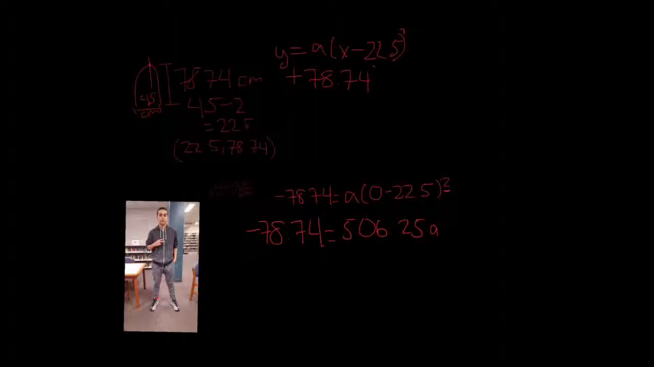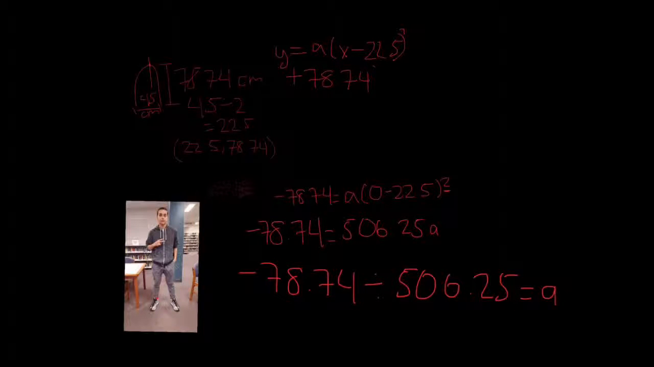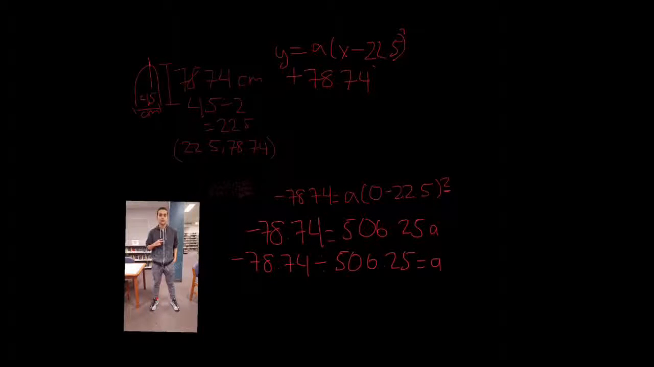Now the last step is to divide 78.74 by 506.25, because we want to isolate the variable a. So this becomes negative 78.74 divided by 506.25 equals a. And when you put that in your calculator, it should give you negative 0.15, which equals a.